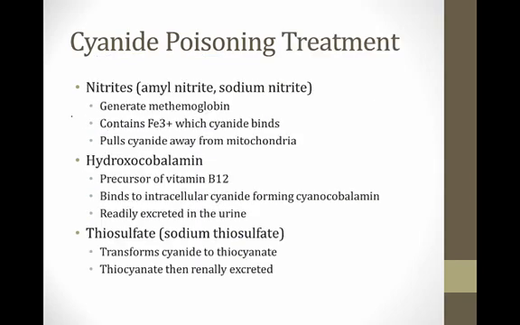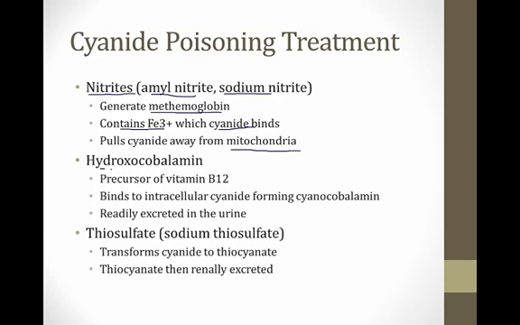The reason I mentioned this in the hemoglobin video is because there's a component of treating cyanide poisoning that involves hemoglobin. Cyanide poisoning can be treated with nitrites like amyl nitrite and sodium nitrite. These compounds generate methemoglobin, which, as we have discussed, contains Fe3+ iron, which binds the cyanide. This pulls cyanide away from mitochondria and allows some oxidative phosphorylation to begin while the cyanide is washed out of the body. Other treatments for cyanide poisoning I've listed on this slide.